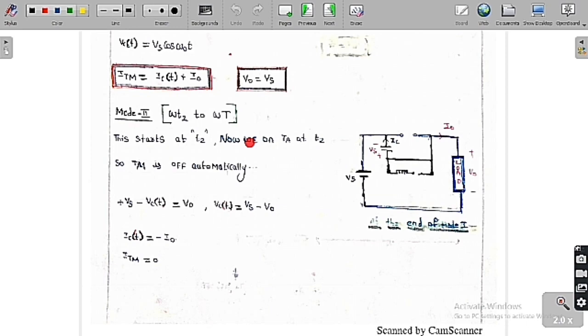So this is what we are going to analyze. Simply we can say that from omega t2 to omega t we are going to go for the mode 2 operation. This starts at t2, and now we turn on TA. So at the t2 instant we are going to turn on TA, the auxiliary thyristor.